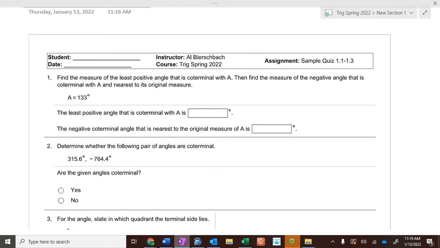Last semester, I had people do sample quizzes like 7 and 8 times to make sure they were ready for the quizzes. Okay? You might want to do that because you need to know what's on the quiz and be able to get them right.